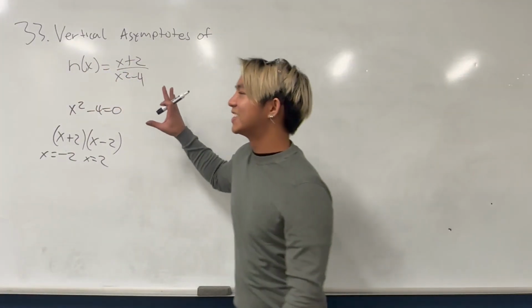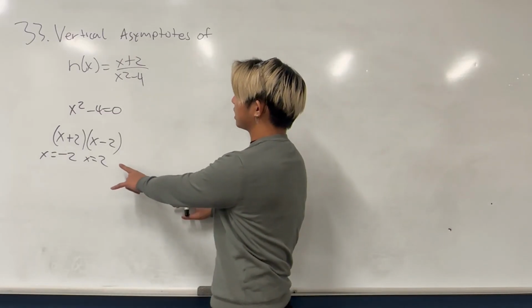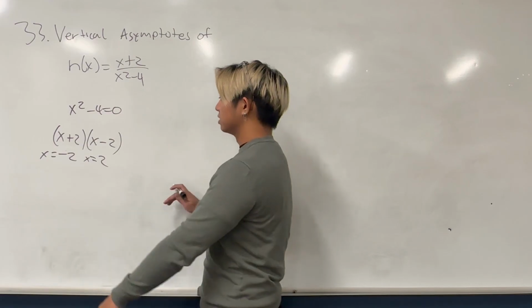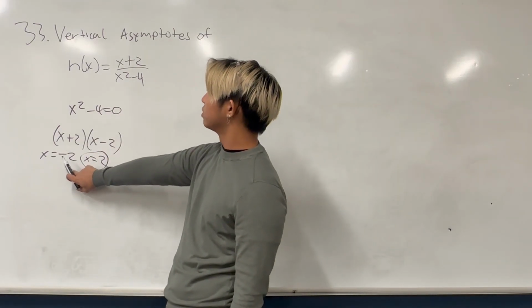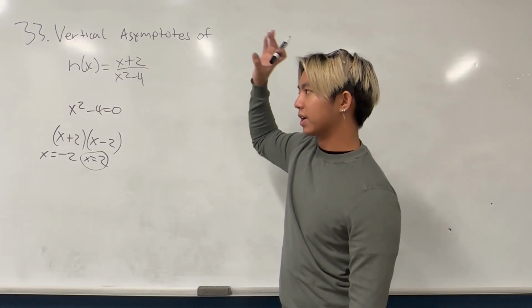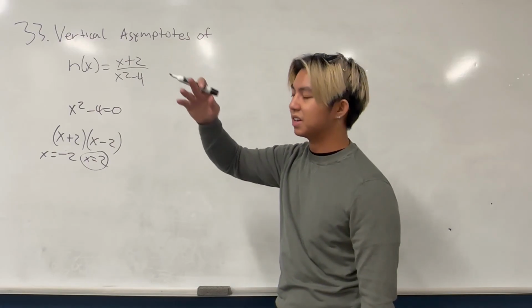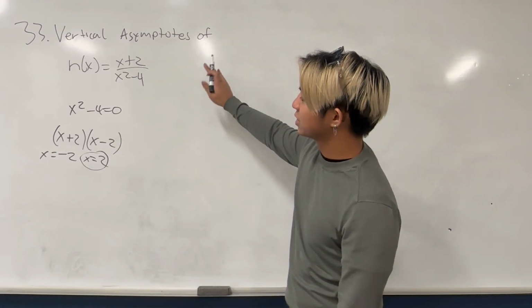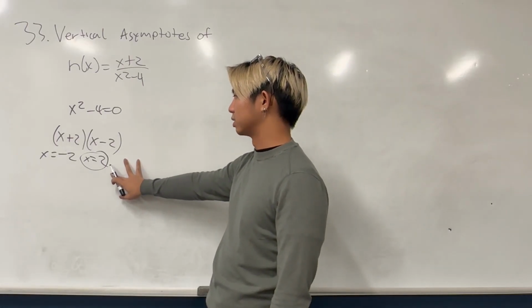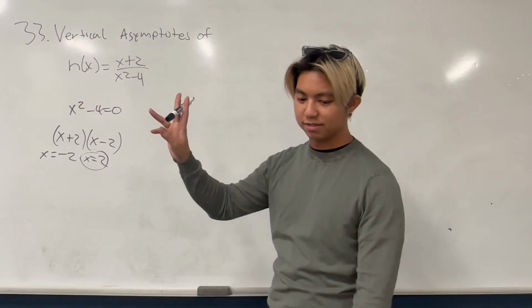Okay, correction on 33. In the answer sheet, it's only positive 2. They only give us positive 2 because at x equals negative 2, if we plug that in, it'd be 0 at the top. So 0 divided by 0, I think it's a hole or something. Basically, our only asymptote here is x equals 2, because if you plug in negative 2 here, it'd just be 0. So yeah, slight mistake there.